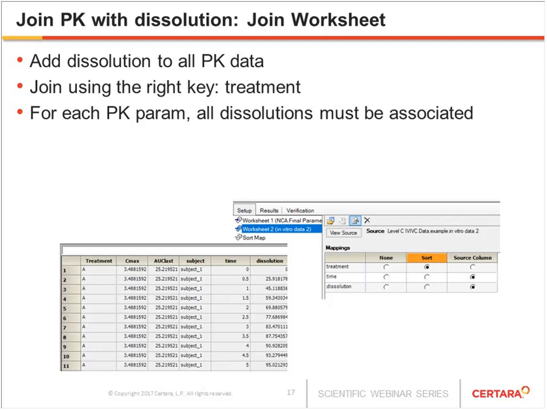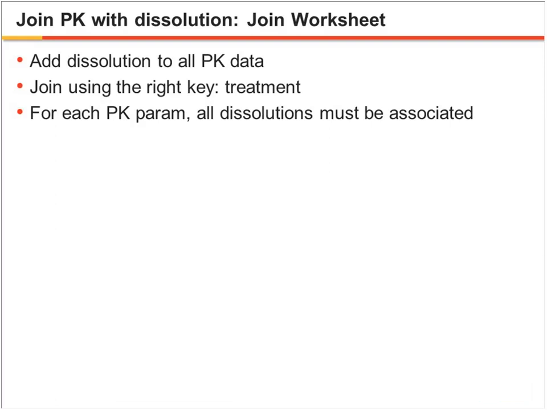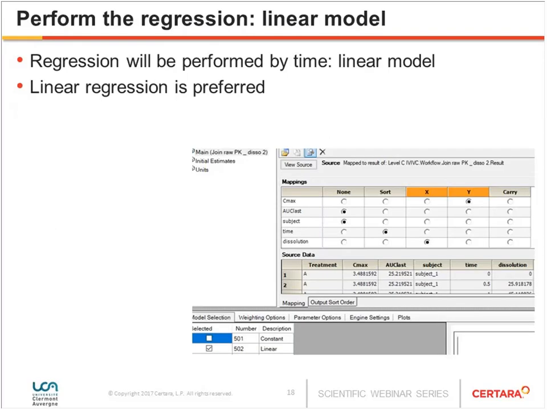That means you will have the 48 treatment-times-subject lines multiplied by all the dissolution points. That means you are going to have a huge table. Based on this huge table, we must now extract the best pair for the Cmax and/or the AUC, the best match between the Cmax parameters and the dissolution.